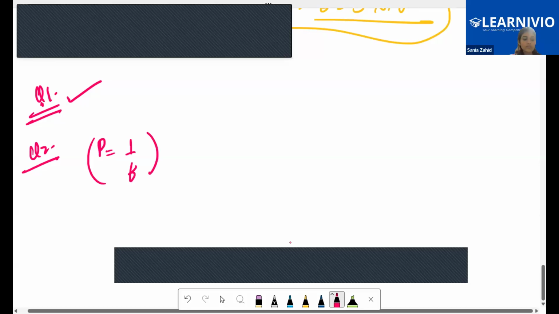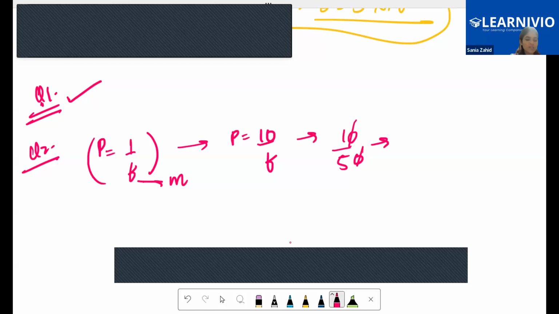See, the formula for power is 1 upon focal length. You use 1 upon focal length when the focal length is in meters. That's why you have to convert it, so you can say 10 by focal length. So you have 10 by 50, and the answer comes out to be power is 1 by 5. Why have you written 2? 0.2 is not even the answer.